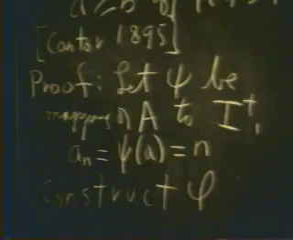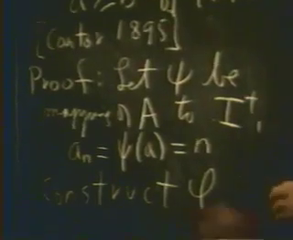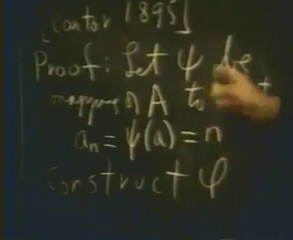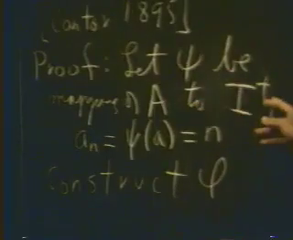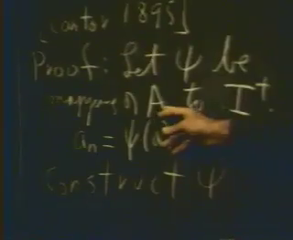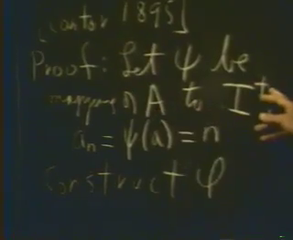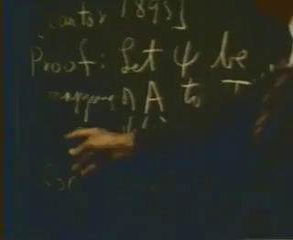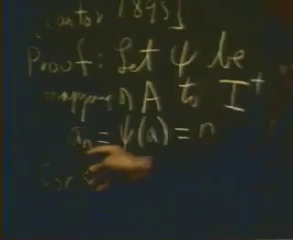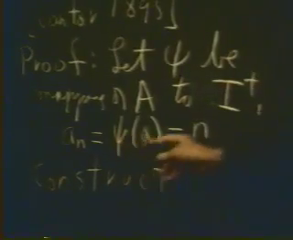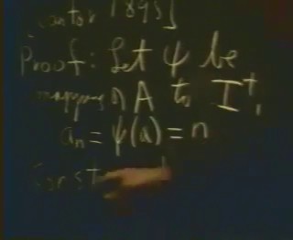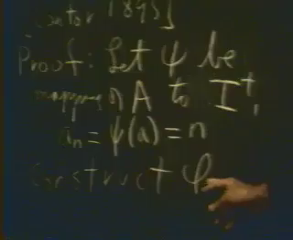Let's look at the proof of this because it is a natural generalization of the proof for the finite case. First, let psi be the mapping of the set A into the positive integers. In other words, let psi be a function which shows that A is countable. We use the notation, for an element a of the set A, a sub n is the nth element under the mapping psi. That is, psi of a is equal to n. And our problem now is to construct our representing function phi.